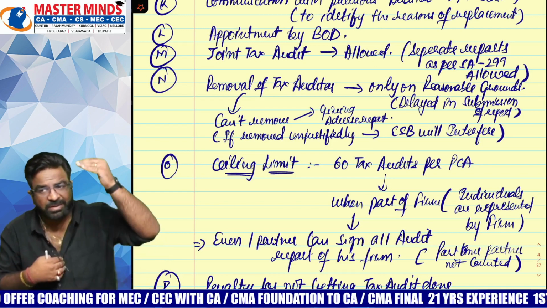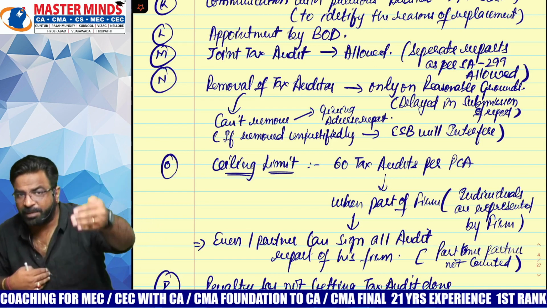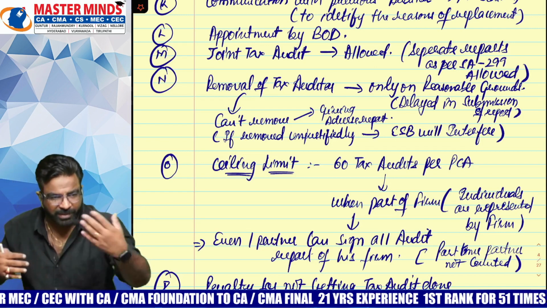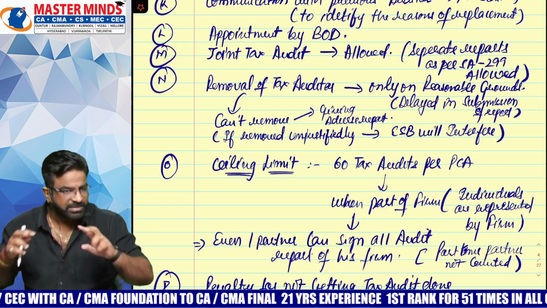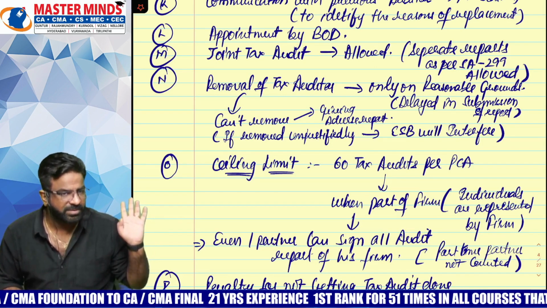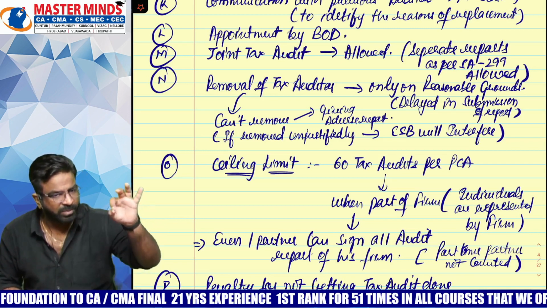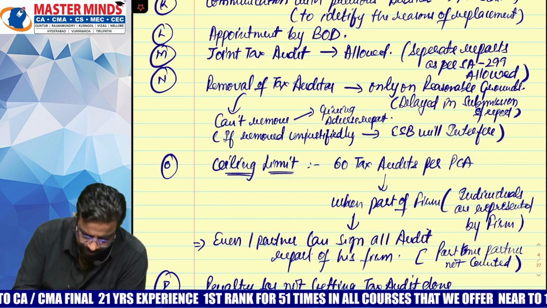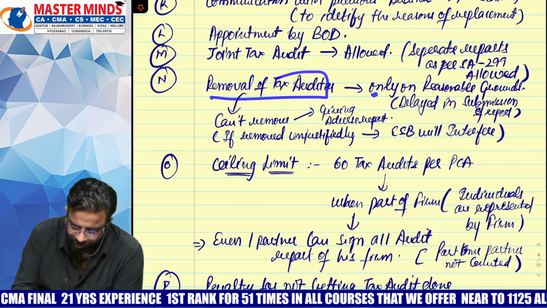My opinion will come in the opinion paragraph, but other people's opinion will come in my OMP paragraph, that I am giving modified, but they are giving unmodified. This is how you give the separate audit report. Same thing applies to the statutory audit as well. So 299 is applicable to the tax auditor as well as the statutory auditor.